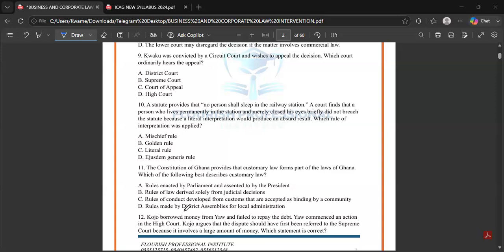So over here, I think the appropriate one should be Court of Appeal. Because ordinarily, which court ordinarily hears the appeals? The Court of Appeal is a court that has appellate jurisdiction, where an issue handled by lower courts and you are not okay with the ruling, you proceed to appeal the case to the Court of Appeal, as the name even suggests. Is it clear?